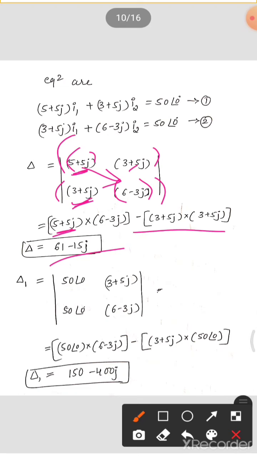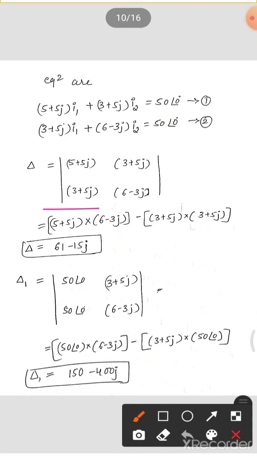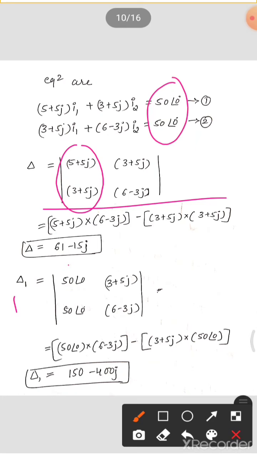Once you have calculated delta, that is the determinant of that matrix, next we have to calculate delta 1. How do we calculate delta 1? In that delta, the first column has to be replaced by your voltages, the values after the equal sign. So that is 50 at an angle 0 and 50 at an angle 0. This column remains the same: 3 plus 5j and 6 minus 3j remain the same.